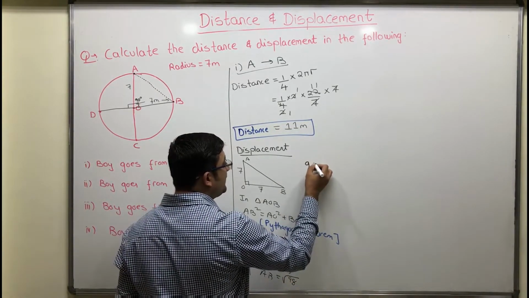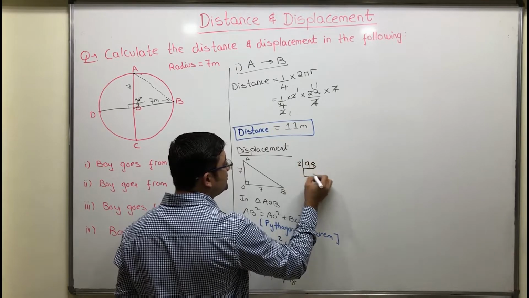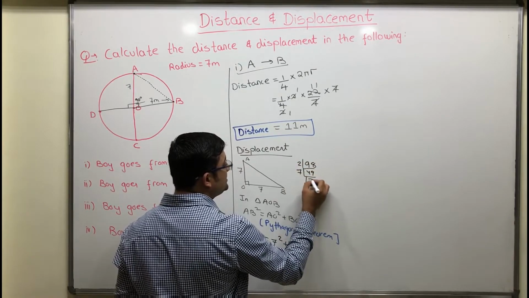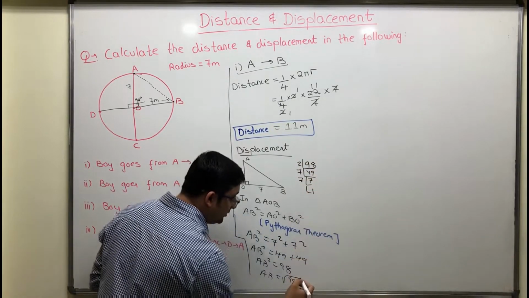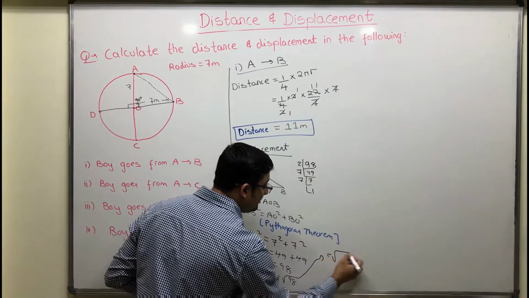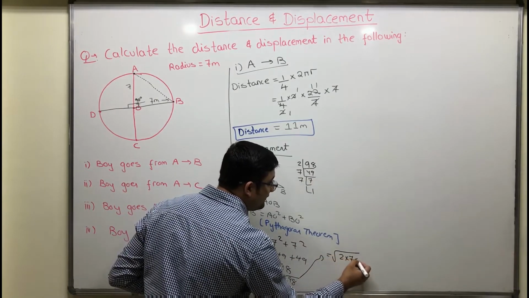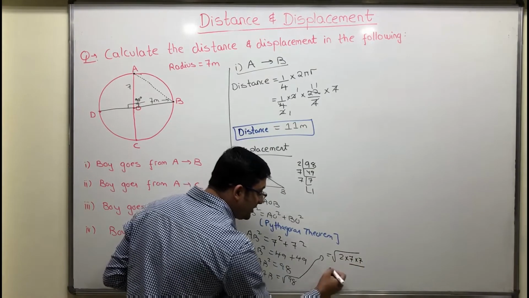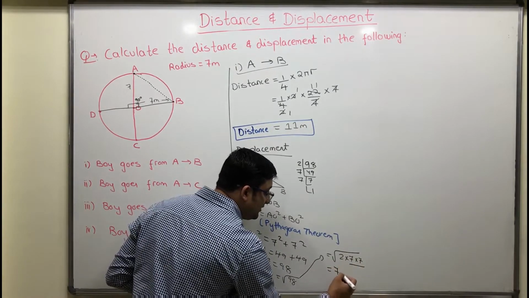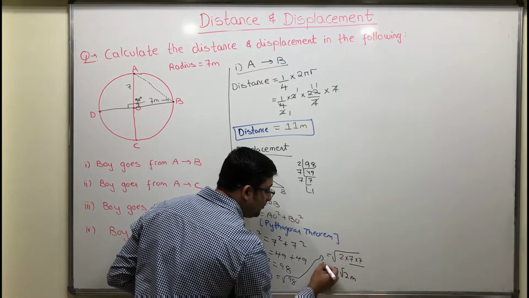So we do the prime factorization of 98. 2 times 49, 7 times 7, 7 times 7, 1. So root 98 is nothing but root of 2 into 7 into 7. So pair of 7 comes out. So it comes out to be 7. 2 remains behind. 7 root 2 meters.